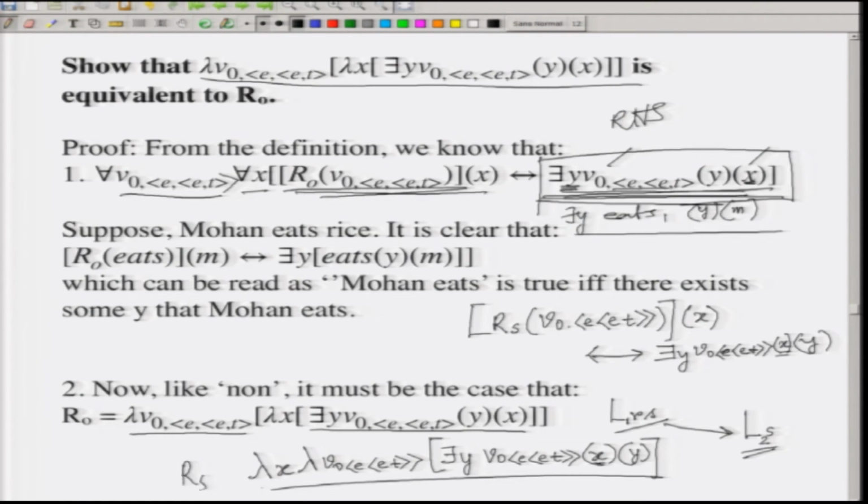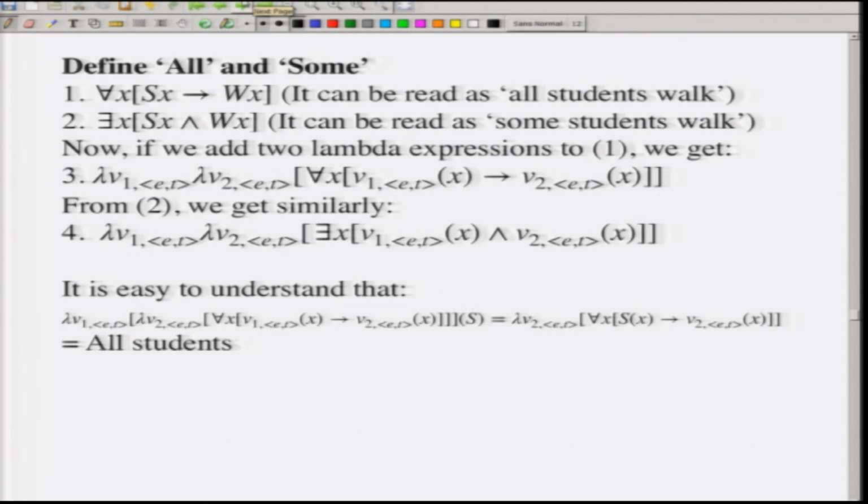Sometimes the pen doesn't work. RS, right? So we know now how to define it. It is very easy for us.